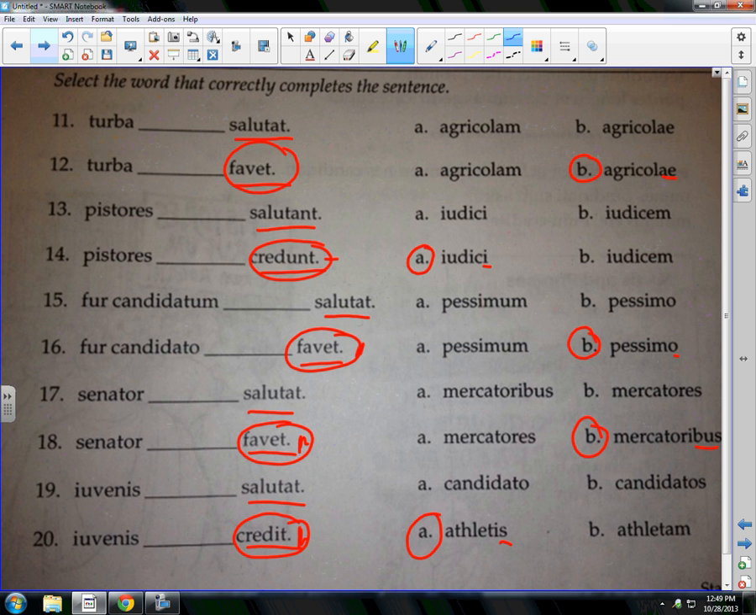I have turba, that's my subject. I have salutat, which is my verb. I don't have a direct object, so I'm going to get one. Agricolam, AM, that's accusative, direct object. Looking at salutant right here, I have a subject.